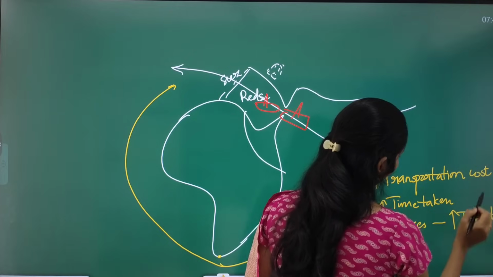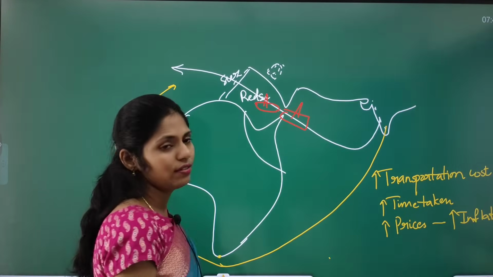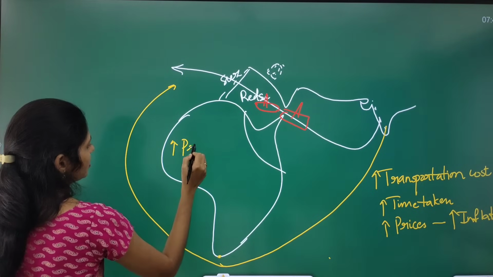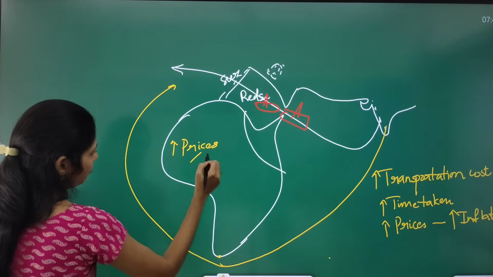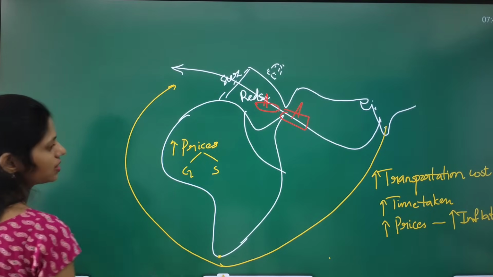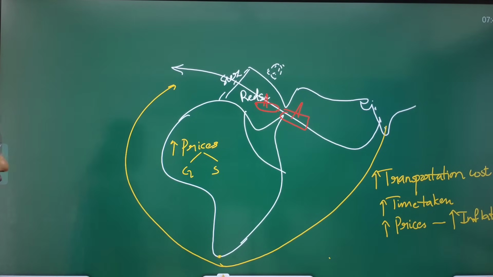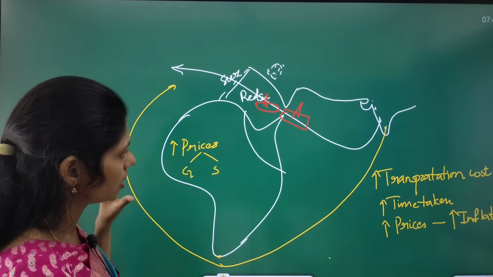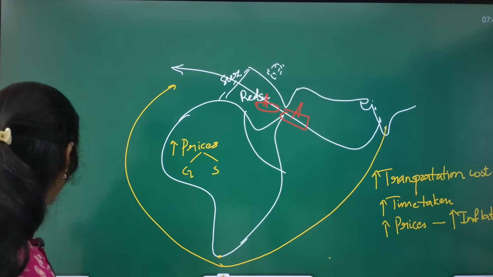So what is the meaning of inflation? Inflation is nothing but the general tendency of increasing prices of goods and services in the market. So because of this Red Sea tension, yes, that will lead to inflation in the countries. So this is the thing which is mainly said here.